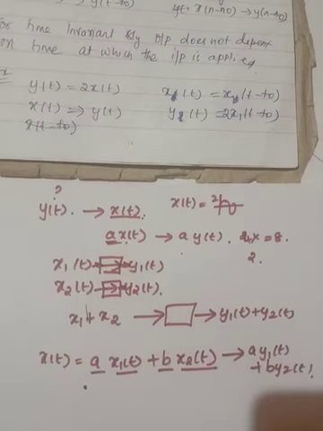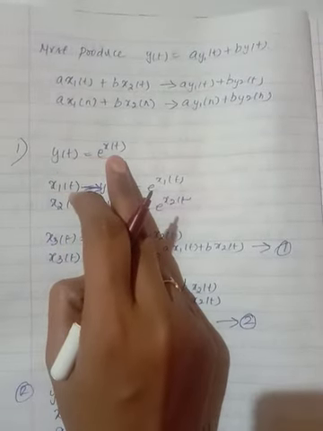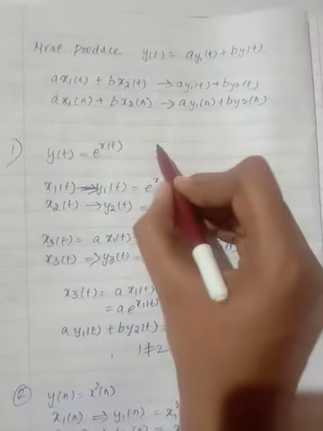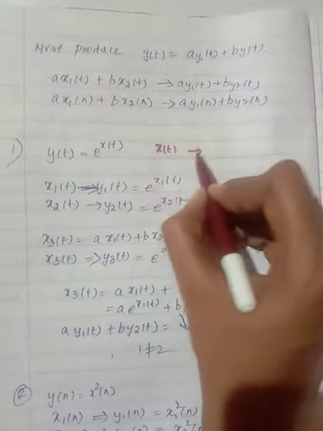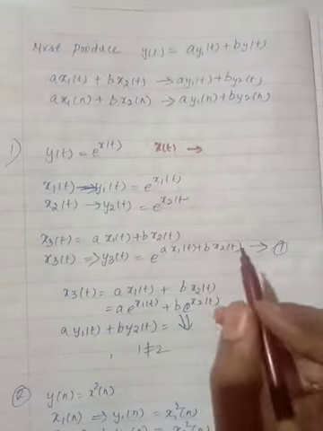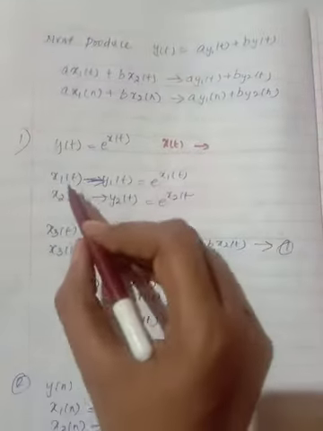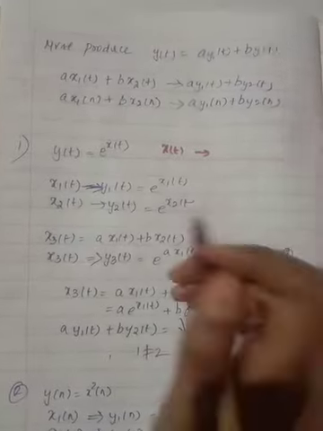Okay, now I will explain with this problem, then only you will understand this. Now consider y of t equal to e power x of t. What is the meaning of it? When I give a signal, it produces the exponential of that particular value at the output. Okay, now I am going to check the homogeneity and additivity property. So for this case, this is the step.